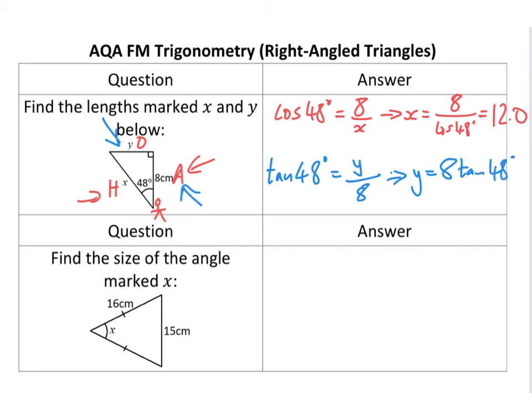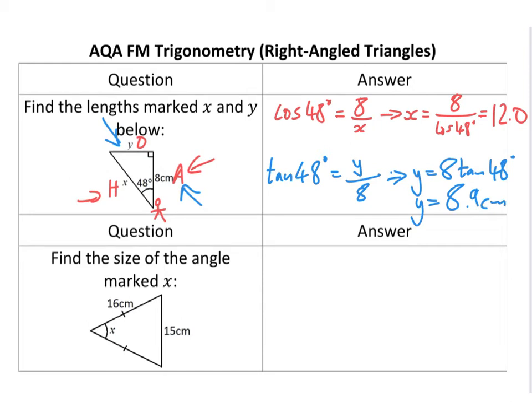I would do it that way round so that the 48 doesn't get multiplied by 8. Remember, tan 48 is just a number on its own, as it were. And now when I put that in, that's 8.9 centimetres, and I can fit it in this time.